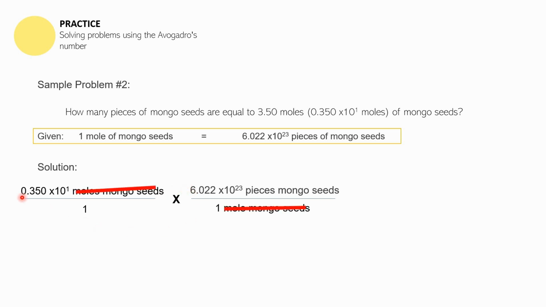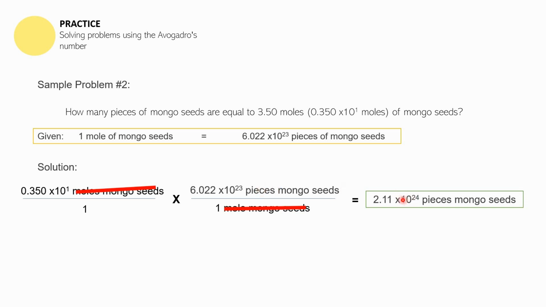You just multiply 0.35 with 6.022 to get the absolute value, and then you just add up the exponent of these two since, ayan. Nagkataon kasi na positive yung mga exponents nila. So, 24 lagi naging result niyan. And the absolute value is 2.11 pieces of manga seeds. So, again, multiply these absolute values, these base numbers first, and then add their exponents up.